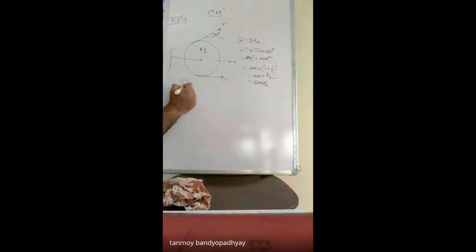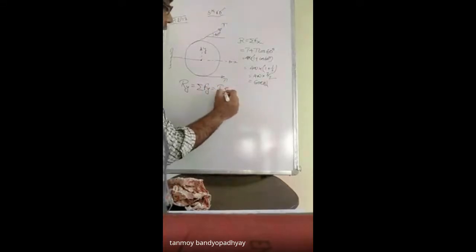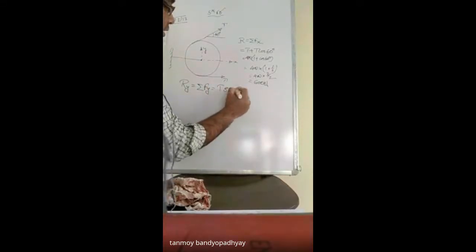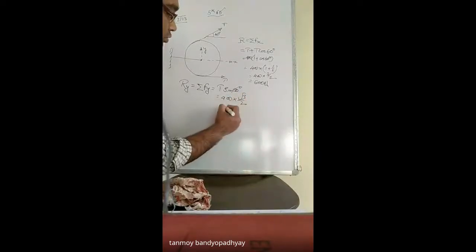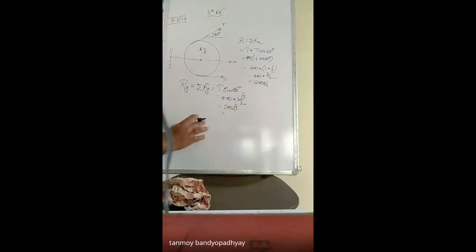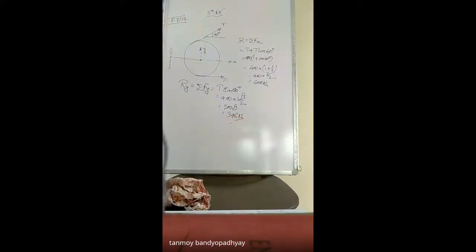And then Ry will be equal to sigma Fy. So what are the vertical forces? The vertical force is T sin 60 degree. So that is 400 into sin 60, which is root 3 by 2. So 200 root 3. If you calculate this, root 3 is 1.732, so it should come out to be 346 Newton, 346.4 or something like that.